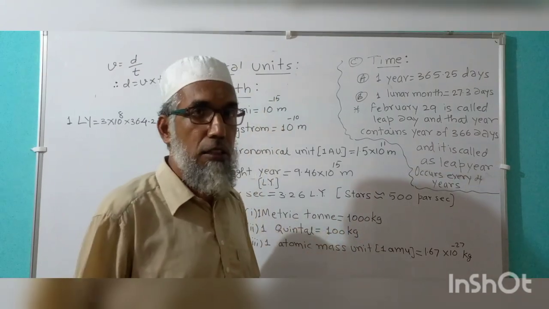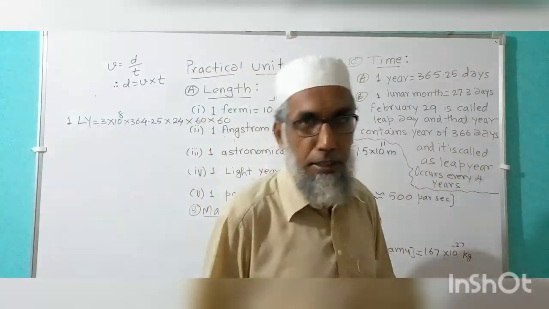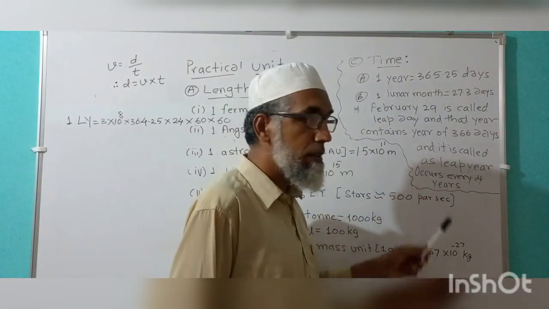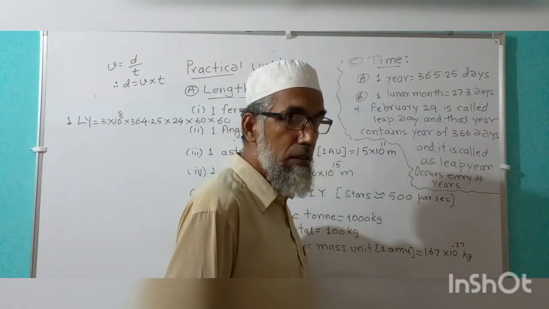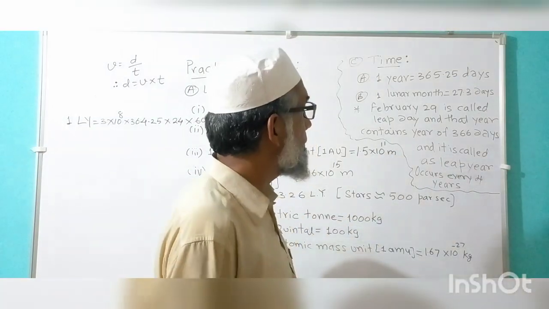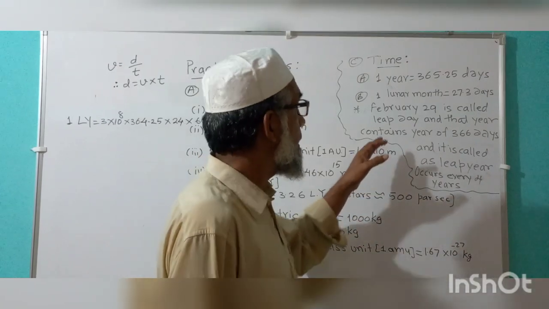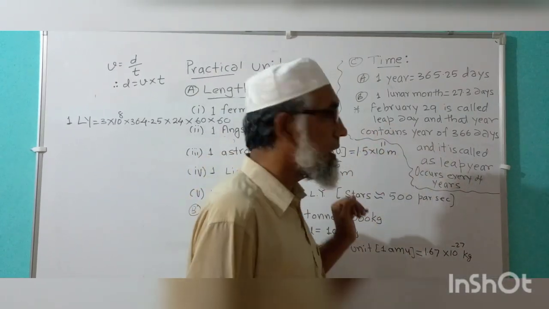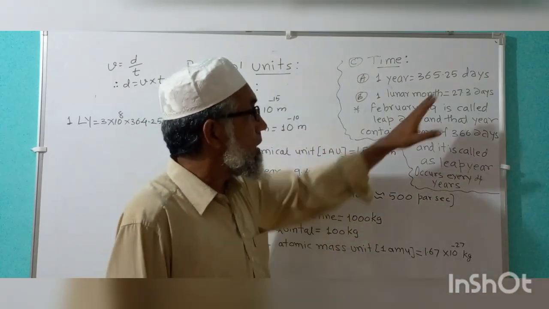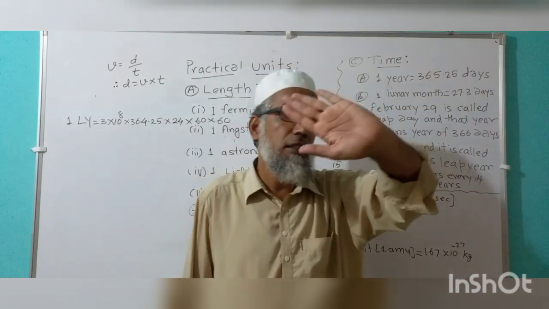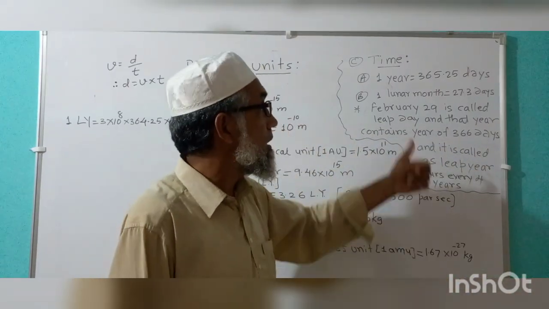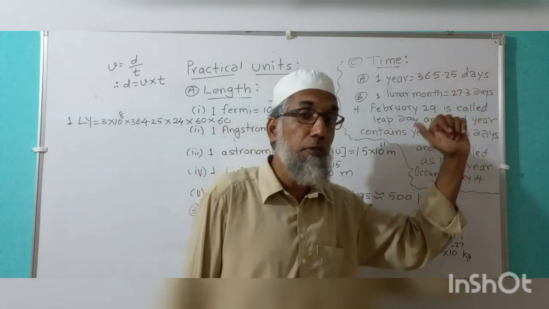Now why leap year? Now we are seeing about the leap year. So in the calendar we have 365 days only. But actually 1 year is 365.25 days.